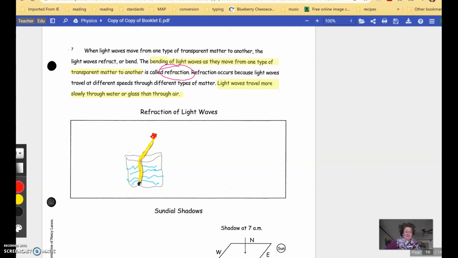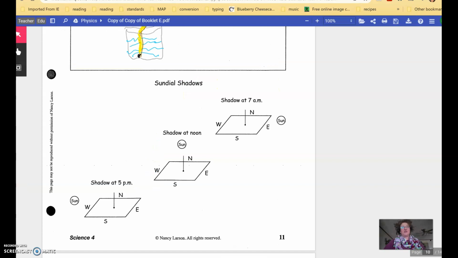Now, let's look at below here where we talk about sundial shadows again. Maybe you can try this at home. It would be a little hard to try this at school because we come in the mornings at 8 and then we leave at 12:45, so it's really hard to do. But sometime whenever you get a chance at your house, try this.